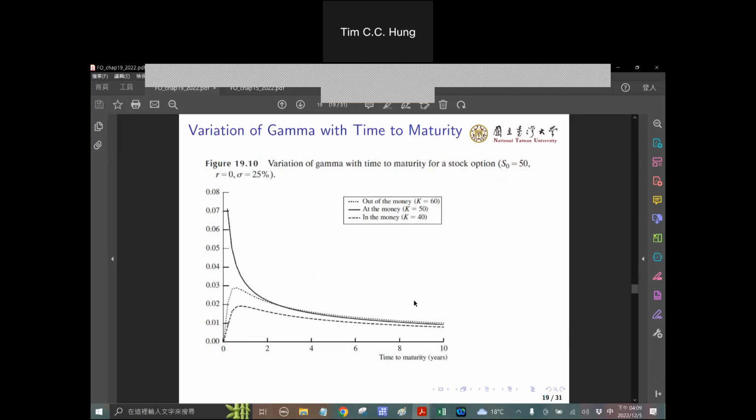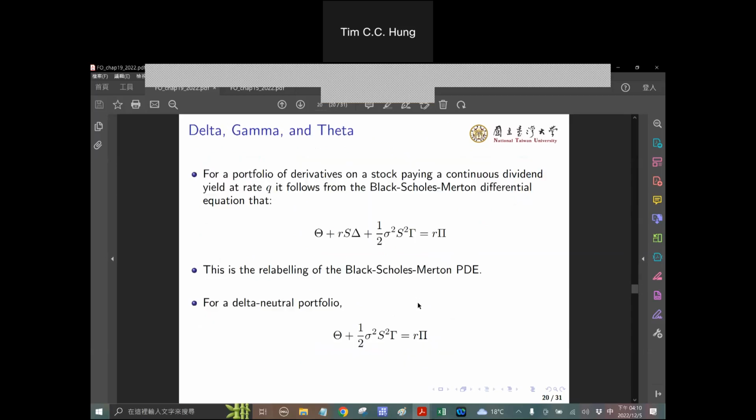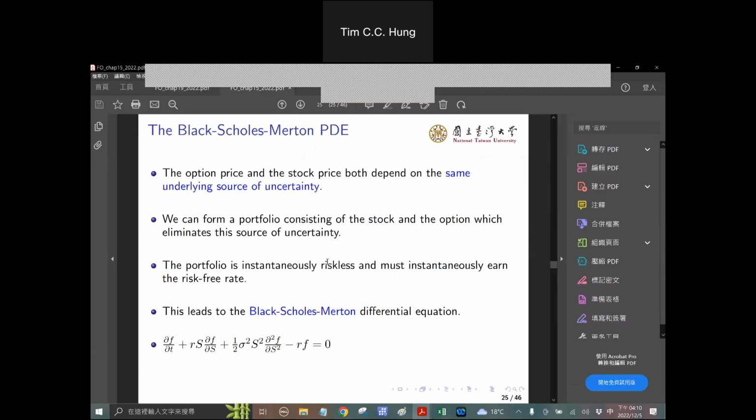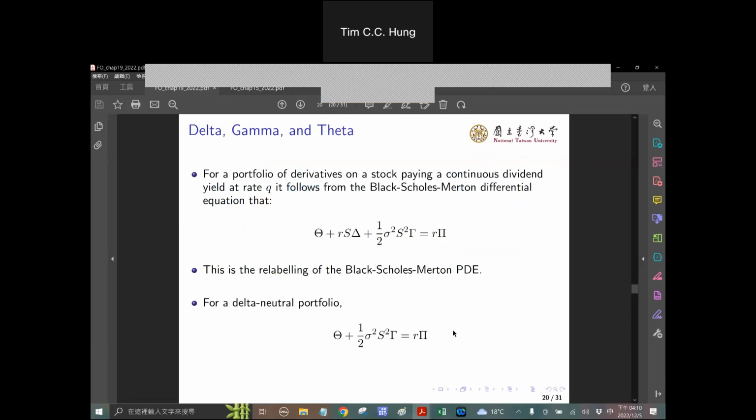Okay. For this slide, it's just a fancy way to re-express the Black-Scholes-Merton PDE in terms of the Greek letters. Don't worry too much about that. I'm just rewriting the PDE. This is what we learned last week, the Black-Scholes-Merton PDE. Now we replace this term by gamma, this term by delta, and this term by theta, and this is what you get at the end.